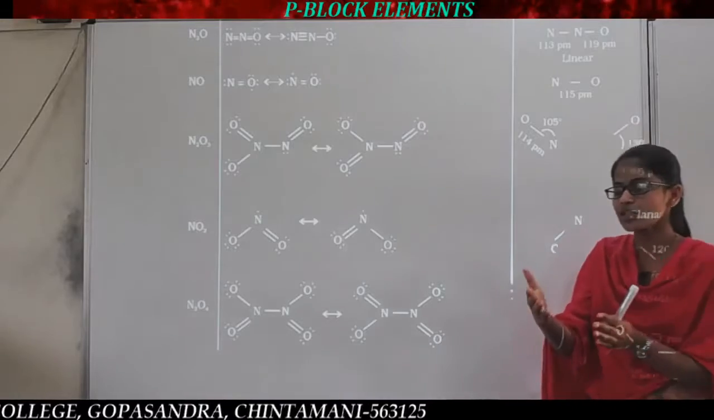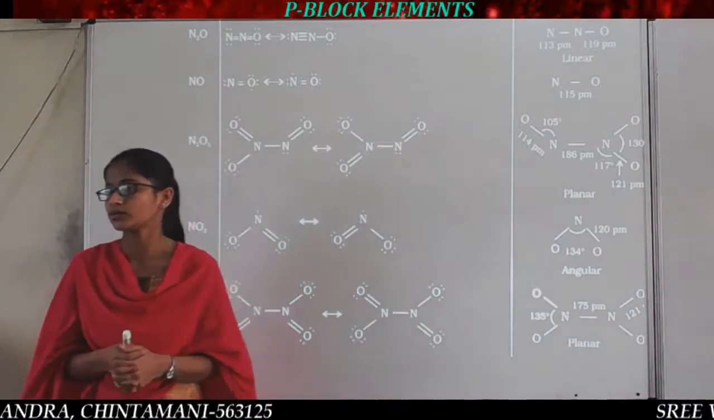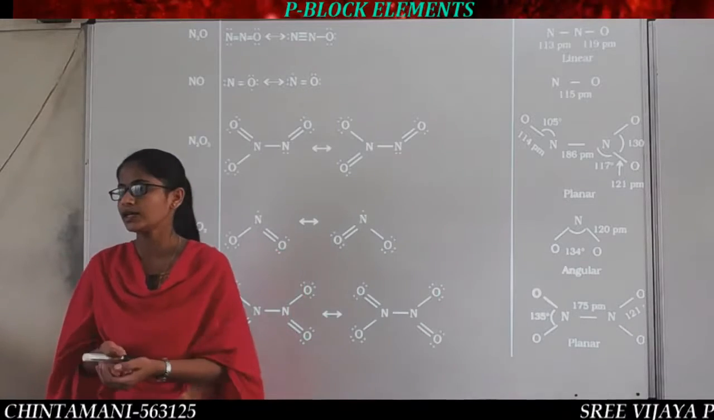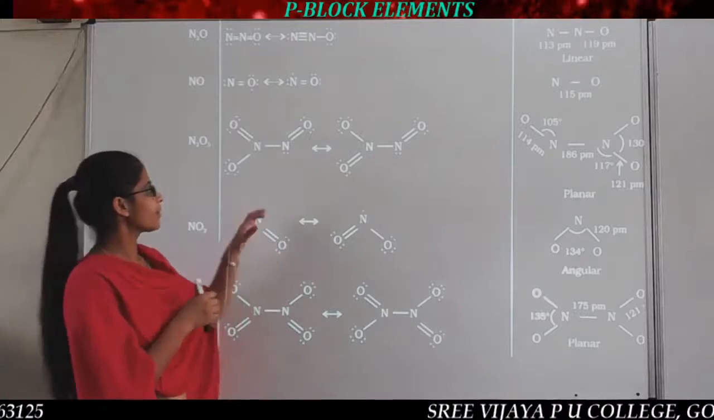So the variation of bond length also shows the different shapes of the molecule. It may depend on the number of electrons. It may depend on the bond pairs and the lone pairs. Okay. So next we come back to the third one.